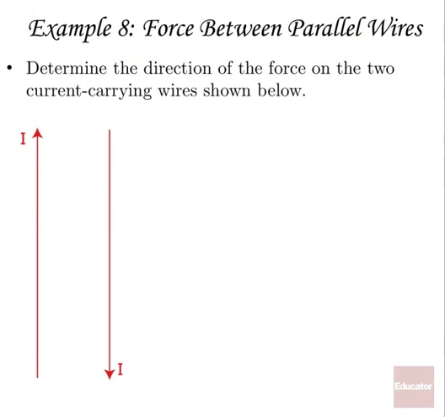One more problem. Determine the direction of the force on the 2 current-carrying wires shown below. Well, this comes straight from our previous slide where we were talking about what the force is between 2 current-carrying parallel wires, whether the current's in the same direction or opposite directions. And you can figure this out by working through the right-hand rules, or remembering that in opposite directions you have a repulsive force between them.